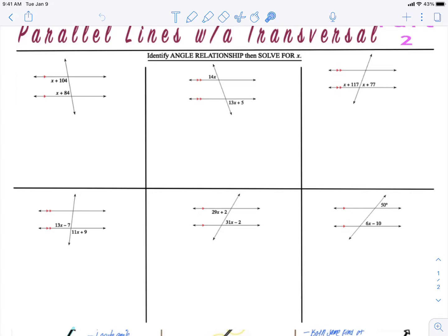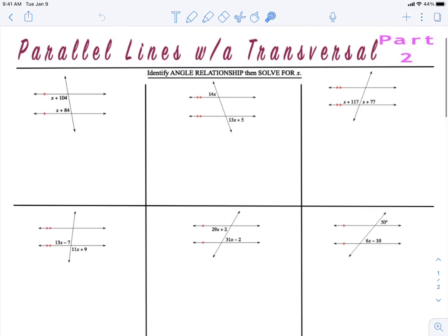All right, kiddos, here we are. Geometry, the wonderful, wonderful world of geometry, and we are on to our next lesson, right? And make sure you have paper and pencil out, of course, to write down your notes. All right? So the current lesson is called Parallel Lines with the Transversal Part 2, right?